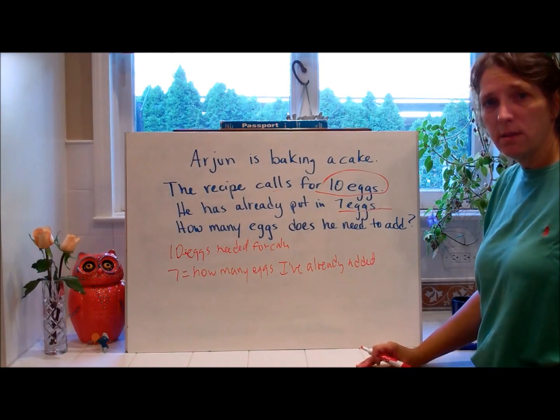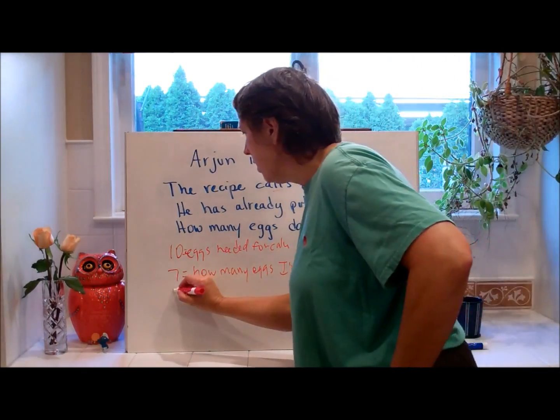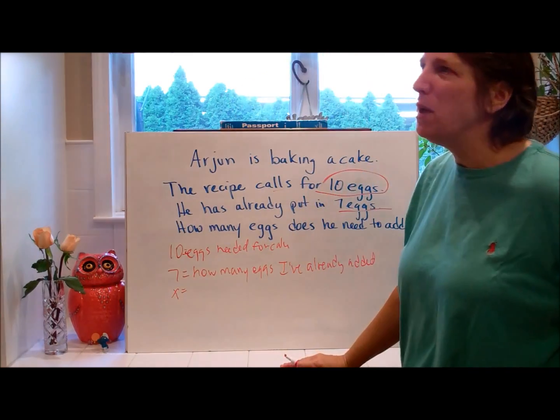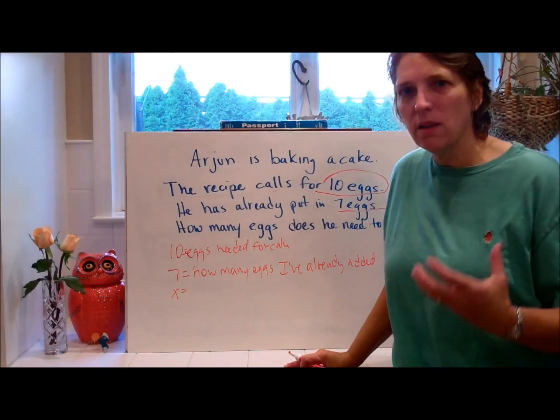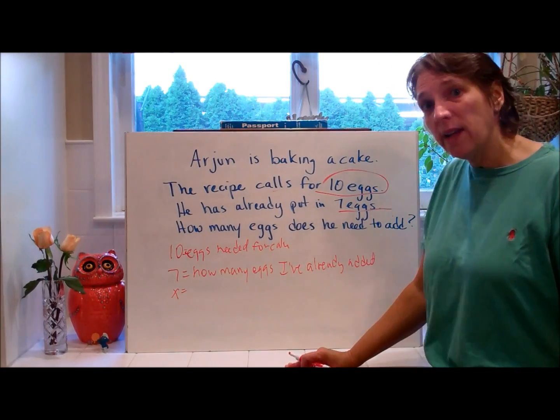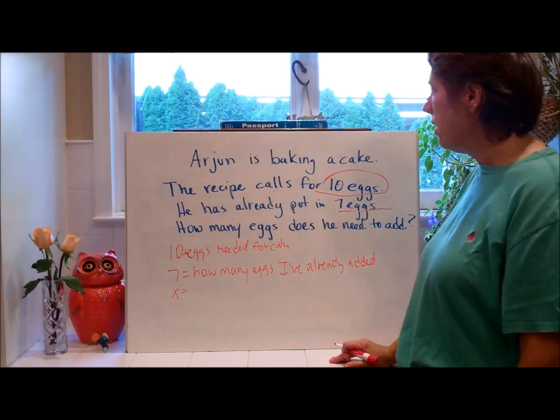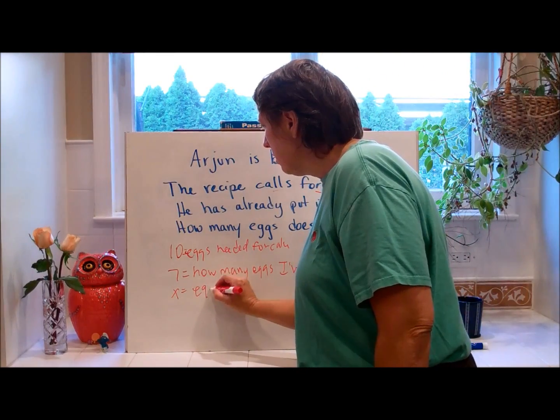And then what's x? We have to identify a variable. We don't write the answer. Even if we know the answer, we say, what is x? The label doesn't tell us the answer. The label identifies what the x is. It's always the question. Eggs needed.